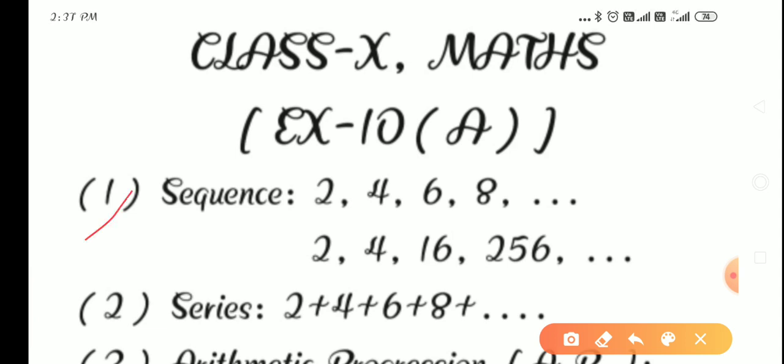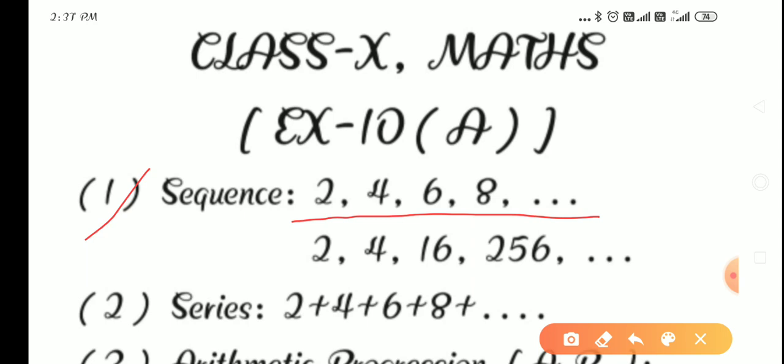First point, sequence. What is a sequence? You can see I have written a group of numbers here. So a group of numbers which are arranged in a definite order following a certain rule is called a sequence. Again I am telling, a group of numbers which are arranged in a definite order following a certain rule is called a sequence. So two things I told you.